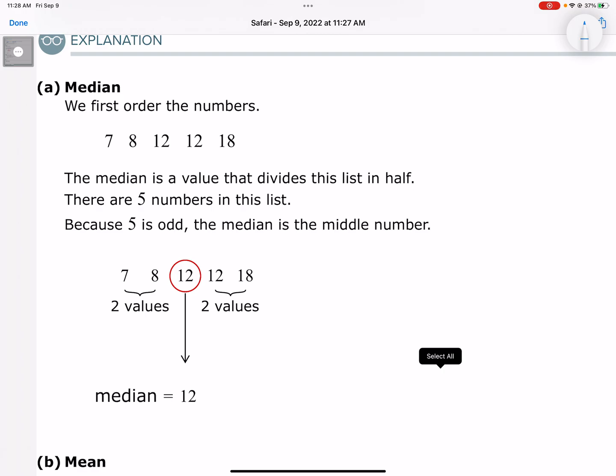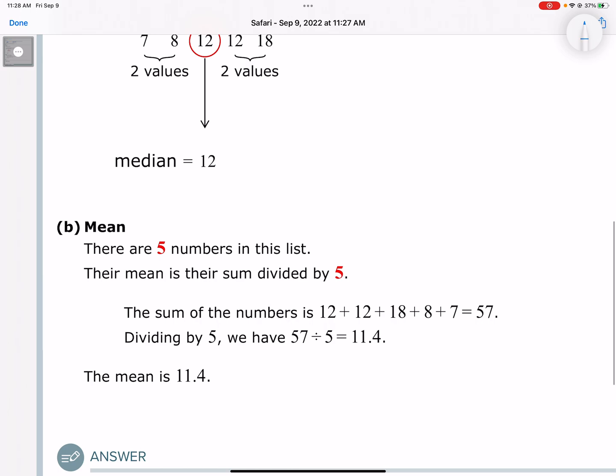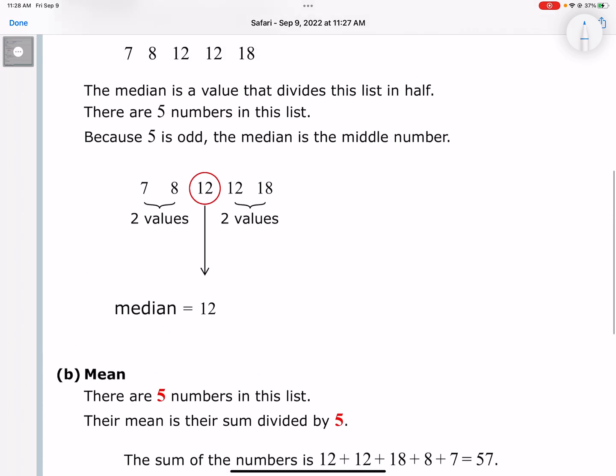When it's a small data set, it's really easy to see as well. For your mean, simple, add them up and divide by 5.